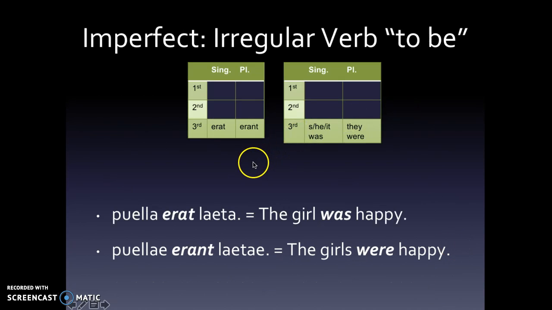Okay, so the irregular verb to be also has an imperfect tense. It looks like erat and erant. So erat means he, she, it, or a stated subject was. Erant means they, or stated subjects were. For example, puella erat laeta. The girl was happy. Puellae erant laetae. The girls were happy.